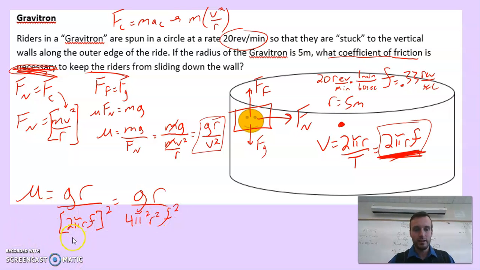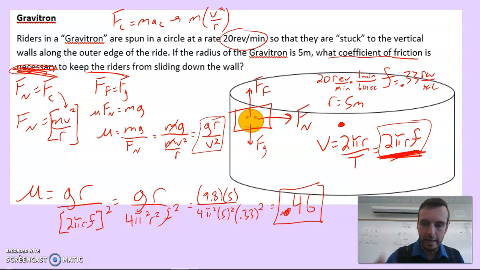So I'm going to do a little calculator magic to give you that answer. And bam, 0.46 is our mu, the coefficient of friction needed to keep the riders up on the wall. You can pause the video, check out the math there.